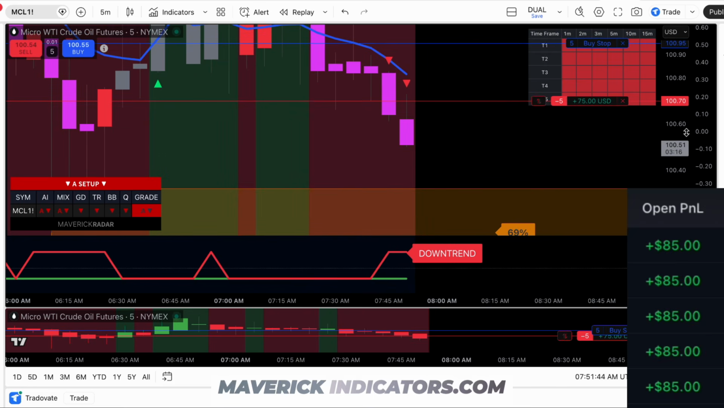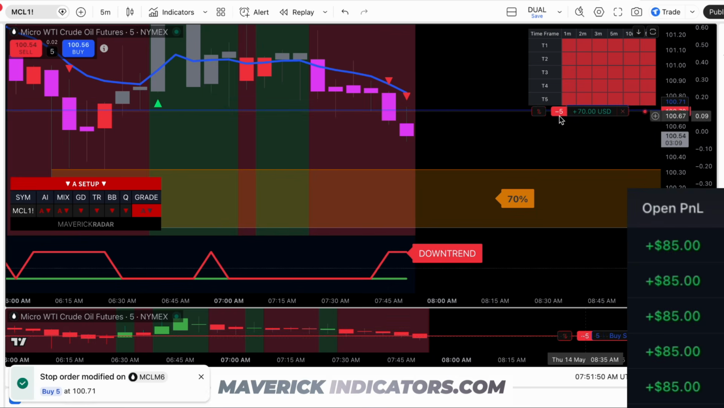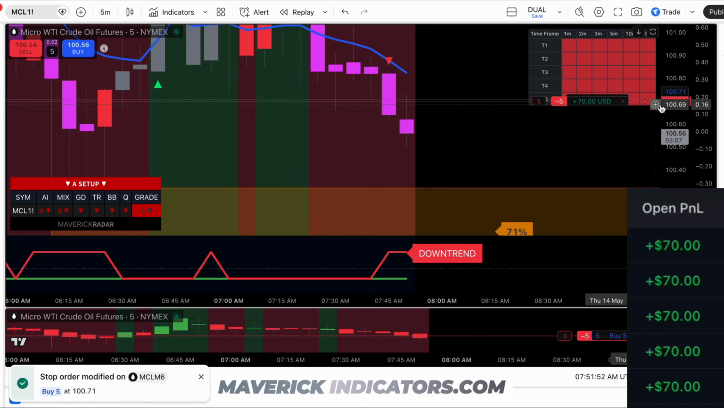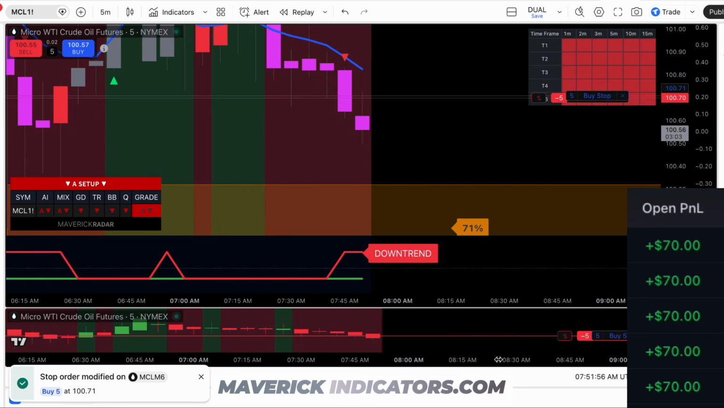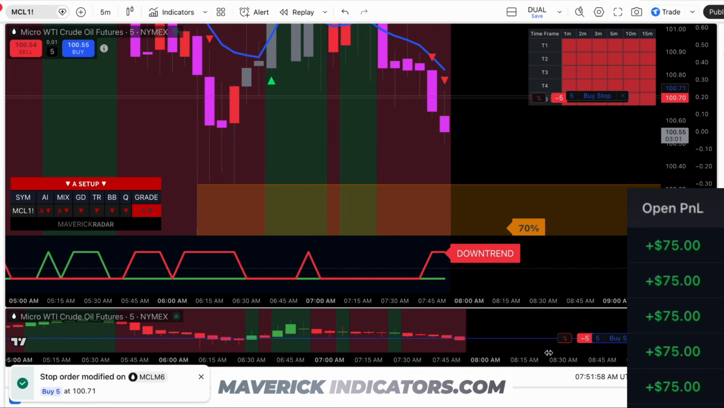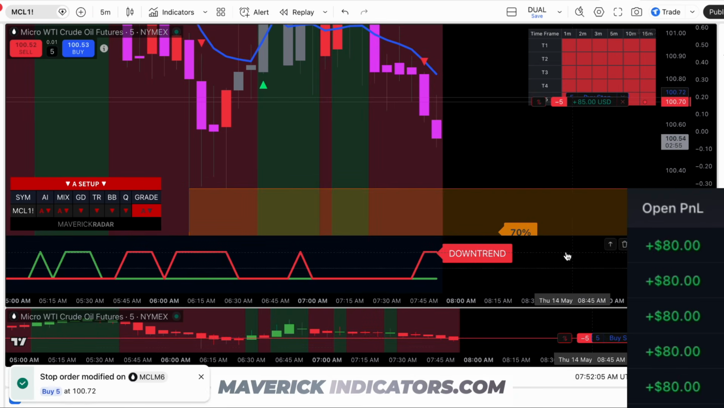Okay, so let me move my stop loss up. It'd be really cool if we could come down to this zone here. Sorry, you can't see my P&L. I'll try and slide over my, yeah, there we go.